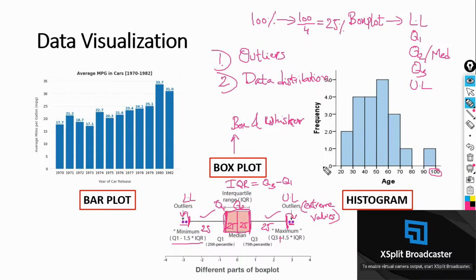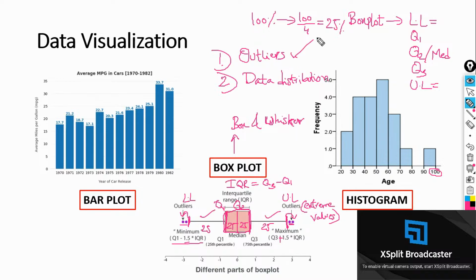This is the general assumption if the data is normally distributed. By taking these, you can calculate the lower limit and upper limit. Lower limit is Q1 minus 1.5 times the IQR. For the upper limit, it is Q3 plus 1.5 times the IQR. Once we calculate the lower limit and upper limit, we can check: is there any value in the data which is less than the lower limit, or greater than the upper limit? If we have such values, those values are nothing but outliers.